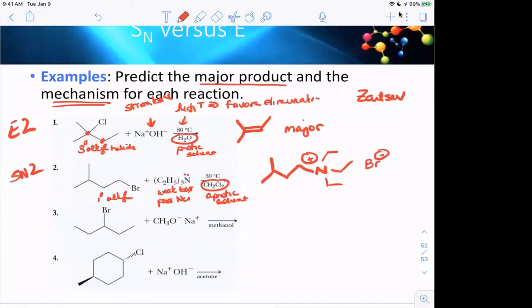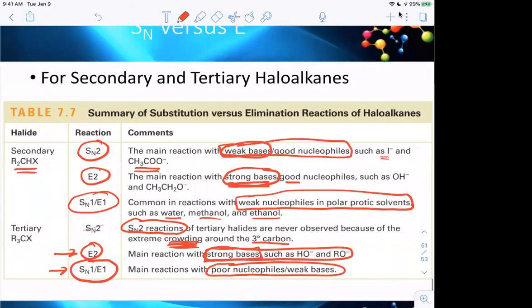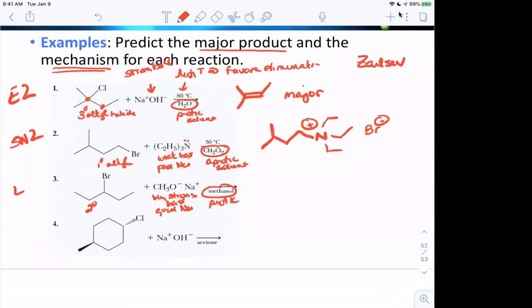All right, here I have a secondary alkyl halide. I have a very strong base. I have a very good nucleophile. And I have a perfect solvent. So when I look at my secondary, strong base with good nucleophiles, it's going to give me E2. So this one has to go through E2, and it's symmetrical. I'm going to get the Zaitsev, which means, actually there's only that one product that could form because those are equivalent.